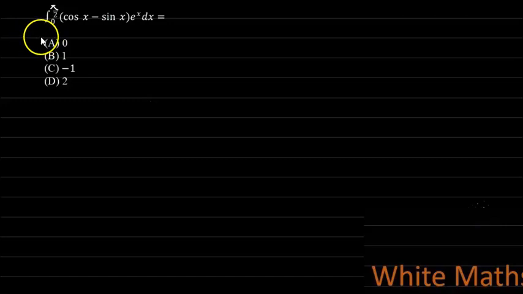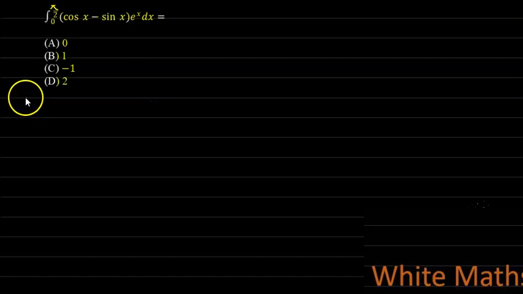Students, in this section we will solve a question from the topic integral and from the subtopic properties of the integral. So the question is the integral limit from 0 to pi by 2 of (cos x minus sin x) e to the power x dx, and options are 0, -1, 1 and 2.